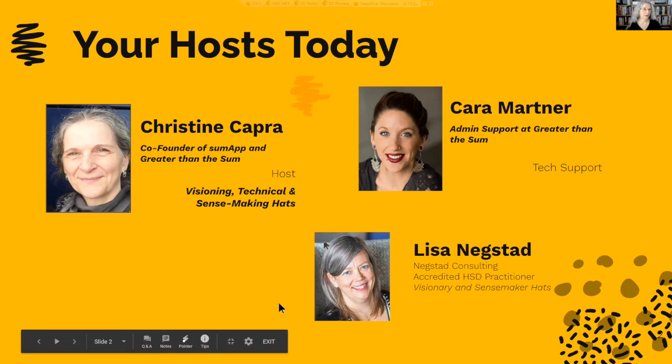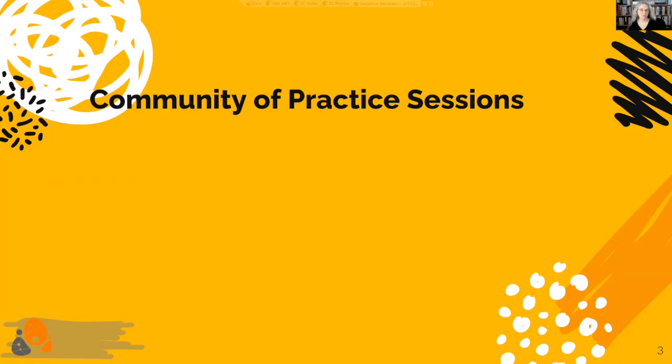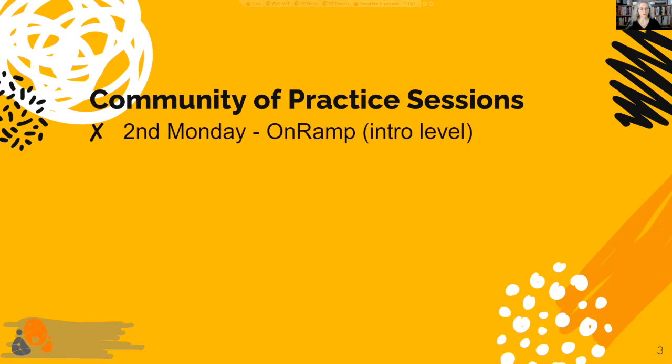For those of you who are new to this, we have 3 community practice sessions a month. The first one, which happens on the second Monday, is an on-ramp, which is an introductory level opportunity to see another mapper's map. For some people, it's the first time they ever look at a social system map. And for experienced people, it's an opportunity to see what each other's working on.